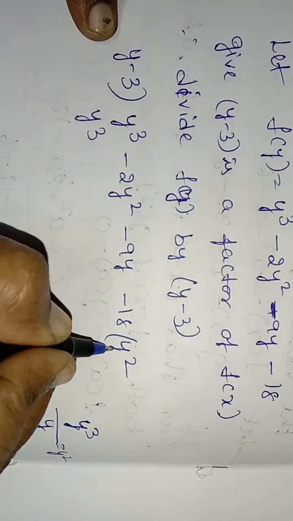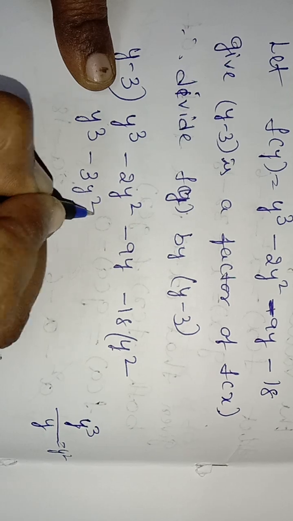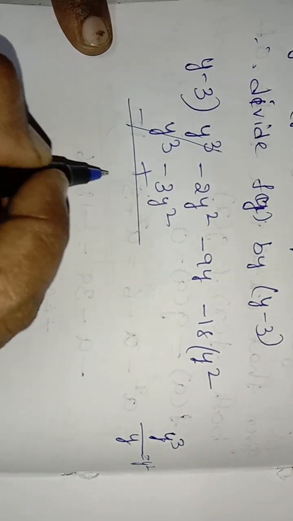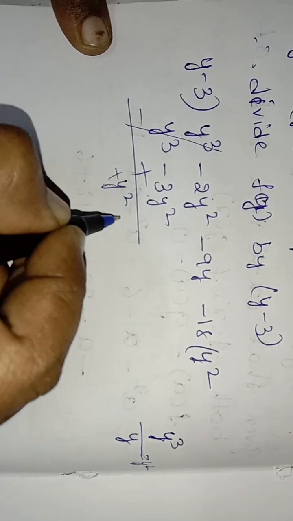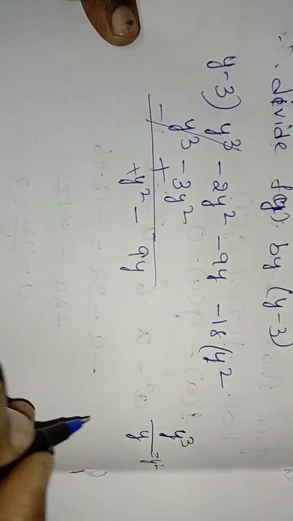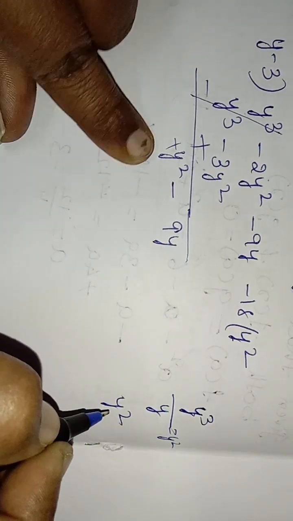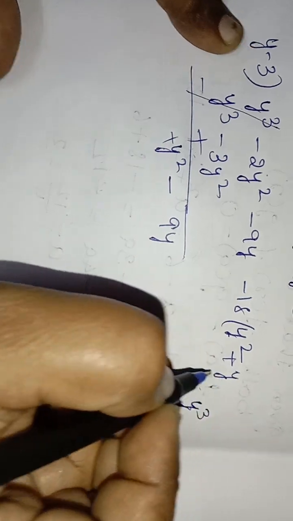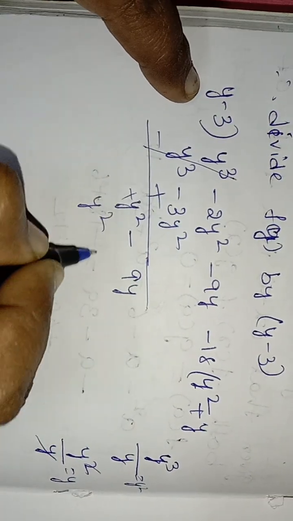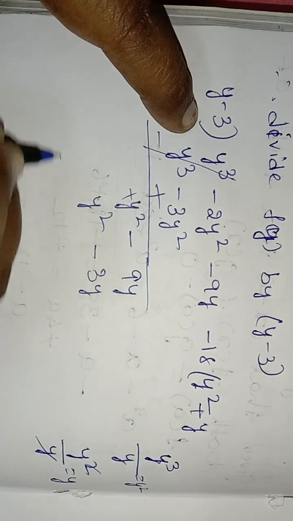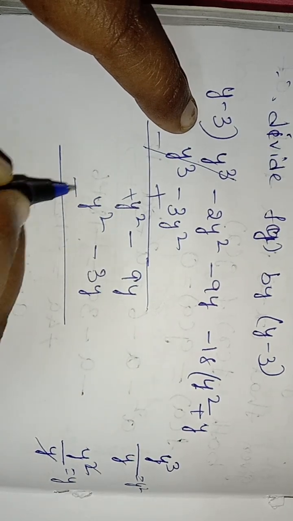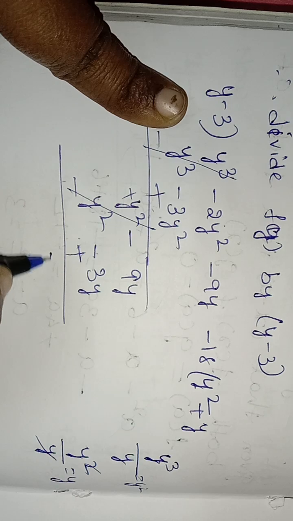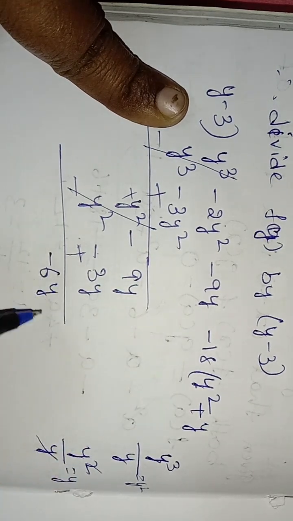So y square into y gives y cube, y square into minus 3 gives minus 3y square. Change the sign. These two will get cancelled. So it is plus 3 minus 2, means y square left, plus minus 9y I am writing here. So again, y square from this one and divisor y, what is left? Plus y. So y into y square, y into minus 3y. Change your signs, minus becomes plus, right? Minus 9 plus 3 is minus 6y. So I am writing here minus 18.